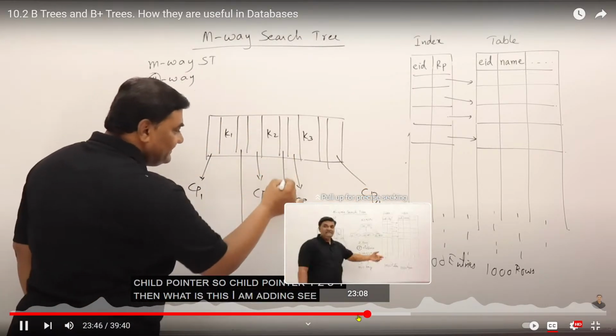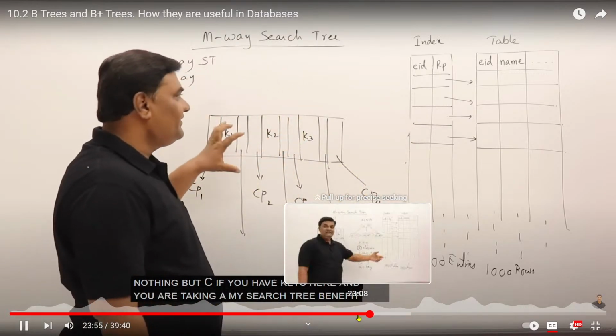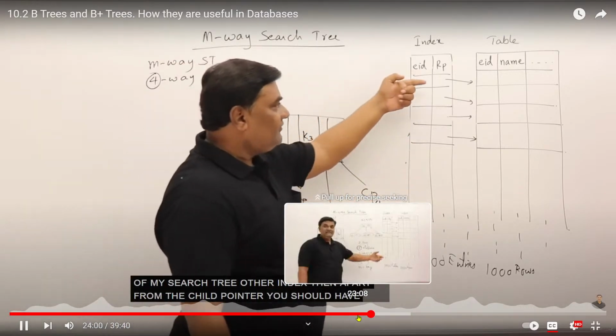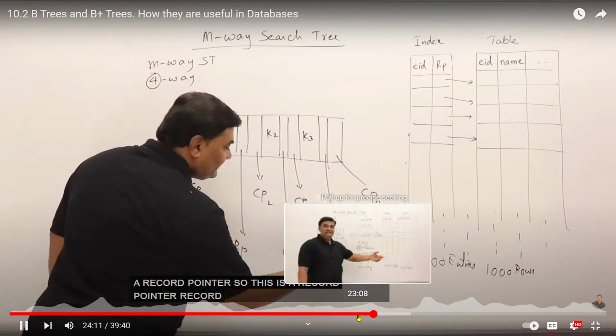Then what is this I am adding? See this. After every key, I have a pointer. This is nothing but, if you have keys here and you are taking an m-way search tree as an index, then apart from the child pointer, you should also have a pointer to a record. That's a record pointer. So yes, we will also have a record pointer. So this is a record pointer.